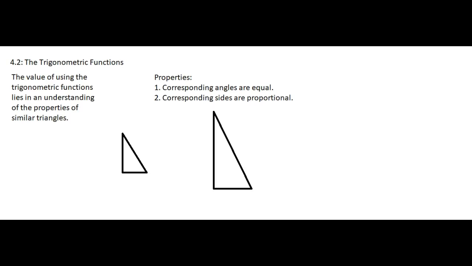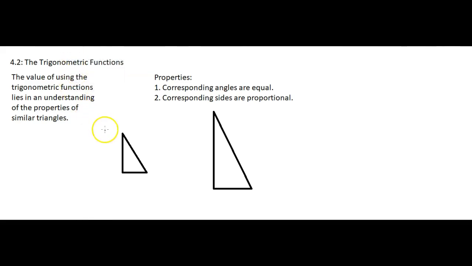Okay, in 4.2 we're going to look at the trigonometric functions. And to understand that, the value of using trigonometric functions lies in an understanding of the properties of similar triangles. And so, understanding similar triangles, here are two similar triangles. The properties of similar triangles are that corresponding angles are equal and corresponding sides are proportional.